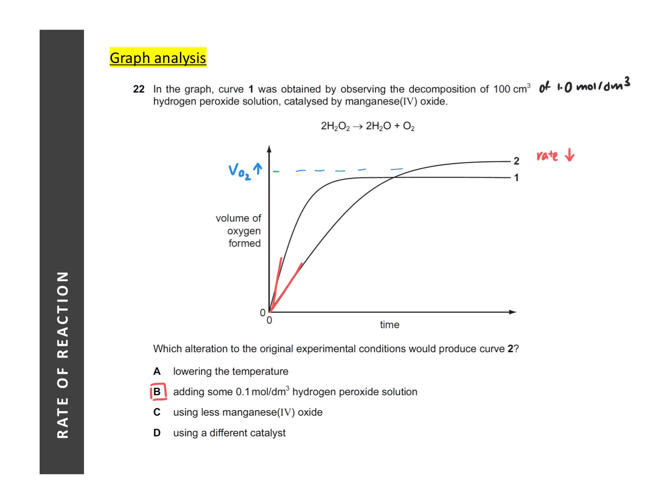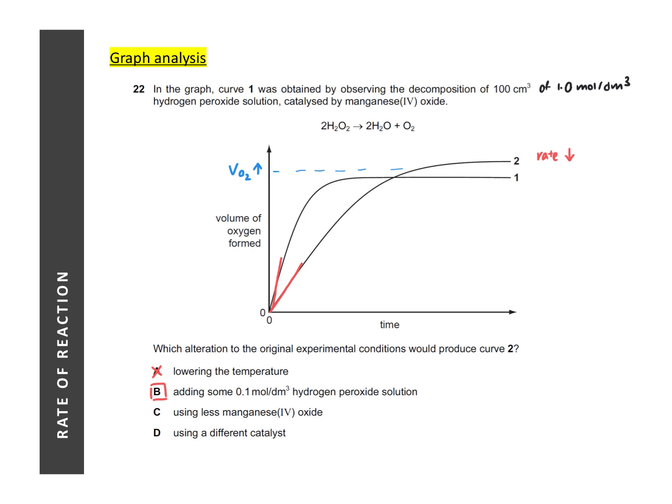Now for A, if you were to lower the temperature of the reaction, it would definitely cause experiment 2 to have a slower rate. However, changing the temperature would not affect the final volume of gas. So A is wrong.